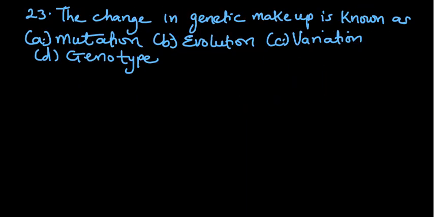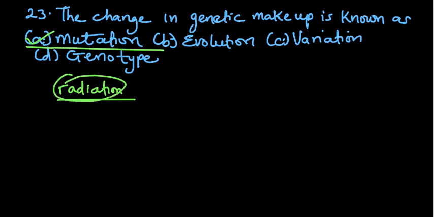Now, the change in genetic makeup is known as, when we talk about change in genetic makeup, it occurs when an organism exposes itself to a particular radiation. So what normally causes change in genetic makeup is radiation. Radiation causes it mostly. So the change in genetic makeup is known as mutation. So the answer is mutation. So gene mutation is caused due to radiation. So radiation causes gene mutation.